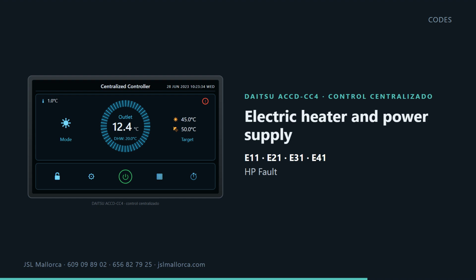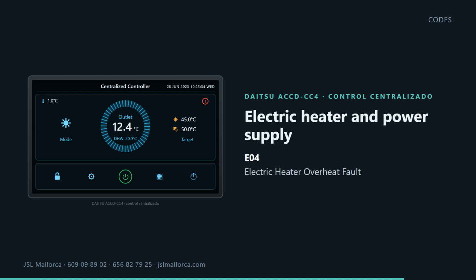Codes E11, E21, E31 and E41. HP fault. It happens because the high-pressure switch is broken. Codes E12, E22, E32 and E42. LP fault. It happens because the low-pressure switch is broken. Codes P182, P282, P382 and P482. Over-high exhaust temp. It happens because the compressor is overload.